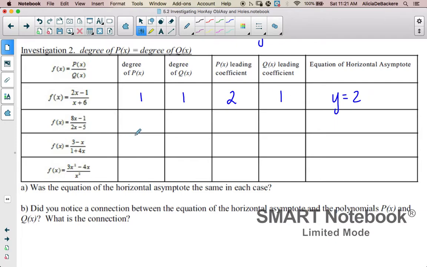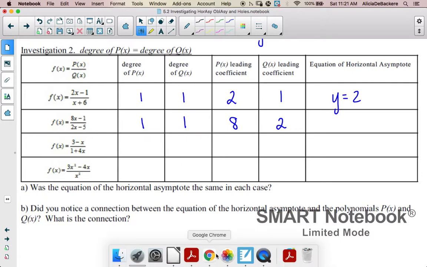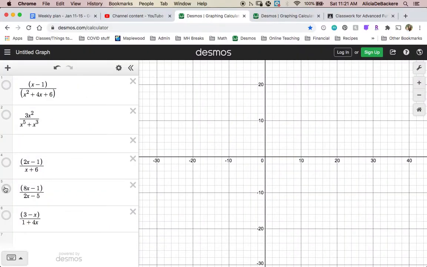All right, we're going to take a look at the next one. The next one here, the degree of the top is 1, the degree of the bottom is 1, the leading coefficient on top is 8, and the leading coefficient on the bottom is 2. We'll head over to Desmos to take a look at what this one looks like.